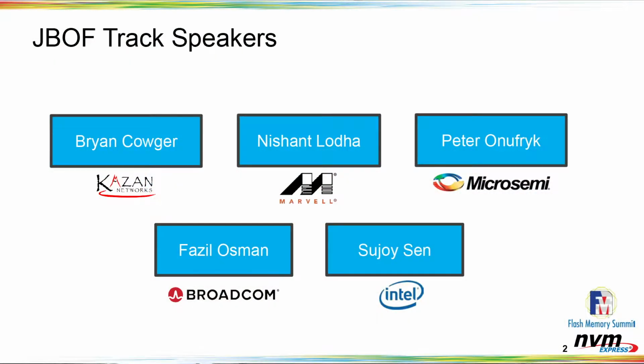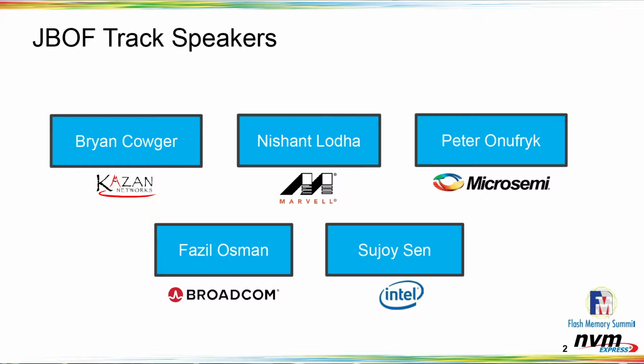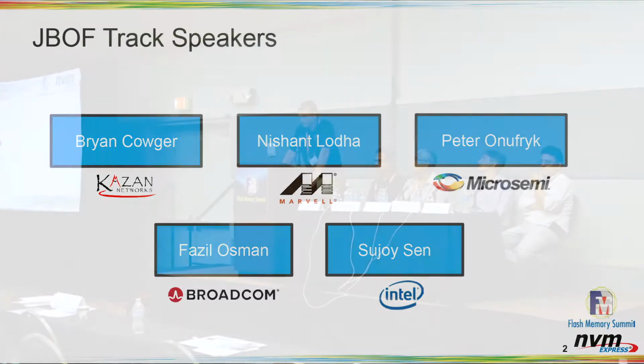We have Fazil Osman here to my left. He is a distinguished engineer in Broadcom's Data Center Network Connectivity Group, has a long history of a whole bunch of Ethernet products, so a lot of expertise there. And then down on the end, we have Sujoy Sen, who is a senior principal engineer at Intel's Data Center Group, working on server I/O technologies and focused on I/O disaggregation as part of the rack scale design team. My name is Brian Calgar. I'm VP of Sales and Marketing at Kazan Networks, and we will trade off through this presentation through our various sections.